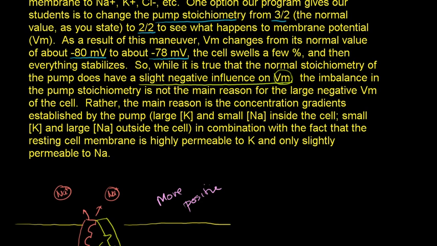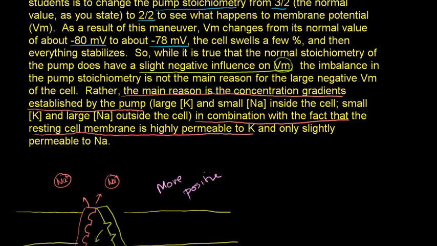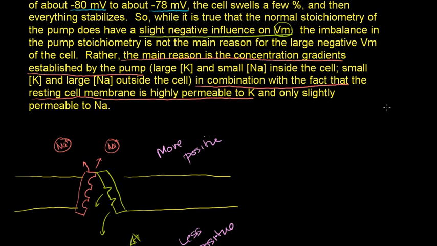Rather, let me underline this. The main reason is the concentration gradients established by the pump in combination with the fact that the resting cell membrane is highly permeable to potassium and only slightly permeable to sodium. So we said in the last video, or the first video on the sodium potassium pump, that there were channels that the sodium could go through, and there are also channels that the potassium could go through.